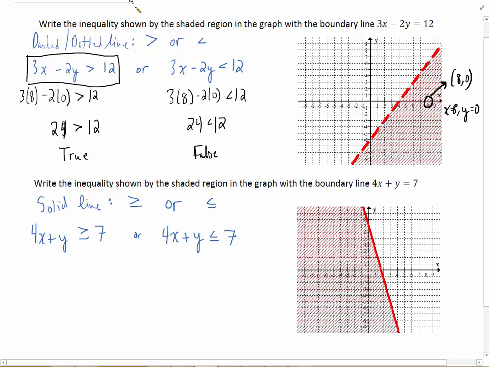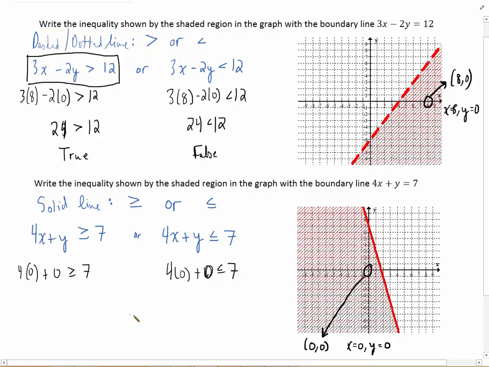And again, what I'll do now is I will test a point that's in the shaded region. Well, I see that the origin, 0, 0, is in the shaded region. And that's an easy point to calculate with. So I'm going to use that one. I'm going to test with 0, 0, which means x equals 0, y equals 0. So I would have the statement then, 4 times 0 plus 0 is greater than or equal to 7, or 4 times 0 plus 0 is less than or equal to 7.